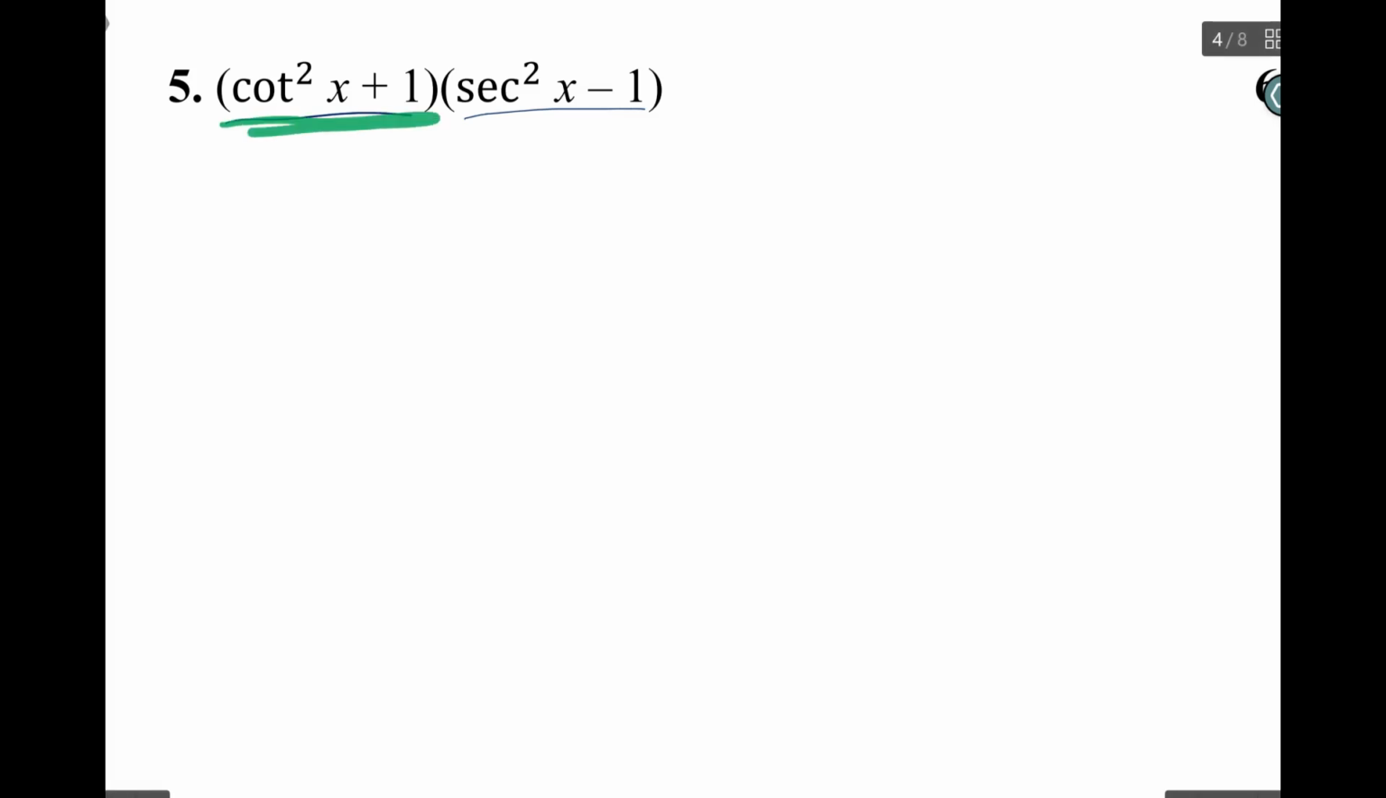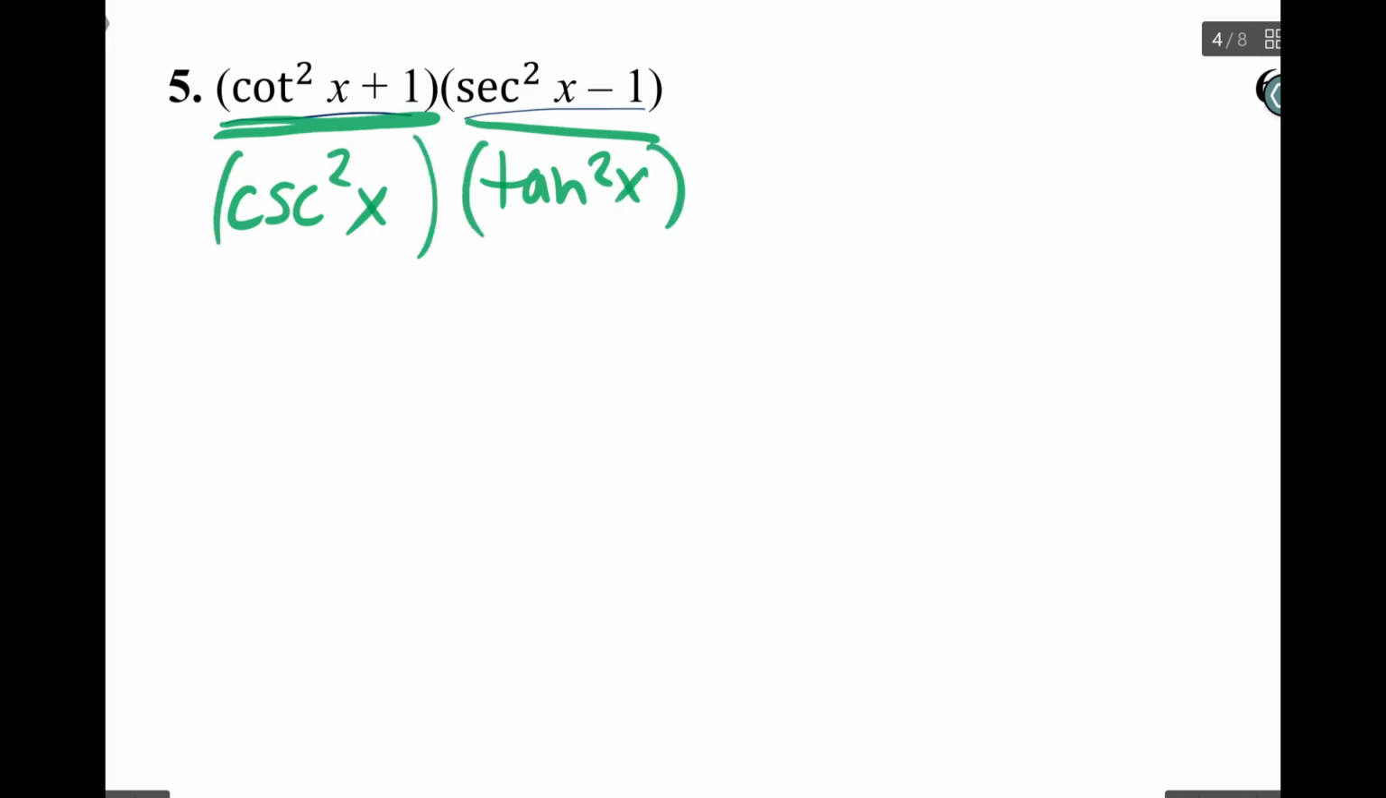Alright, cotangent squared x plus 1. That guy is going to be cosecant squared x. That's what that is. Secant squared x minus 1 is equal to tangent squared theta. Alright, so we simplified both terms. Now, instead of having to FOIL everything, we just have these two terms being multiplied.